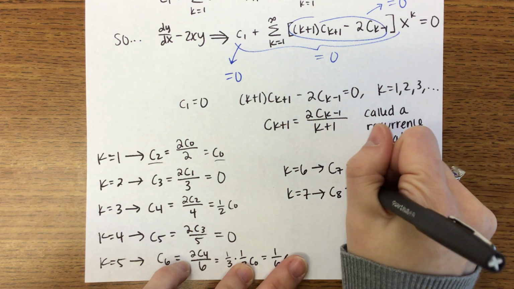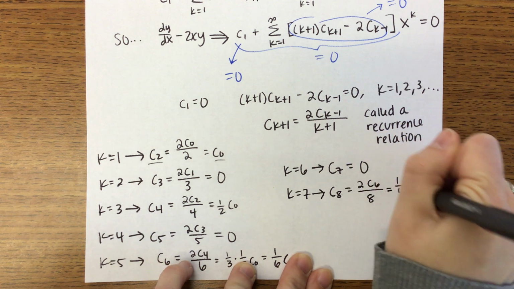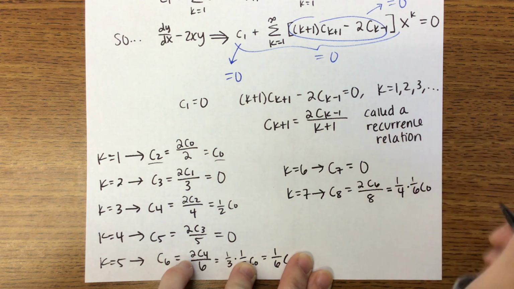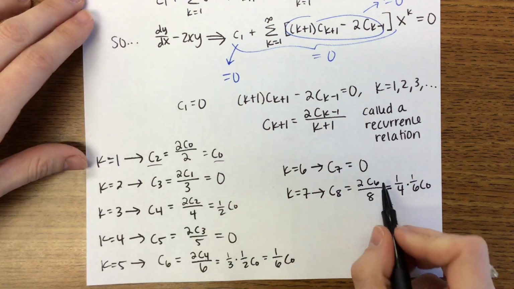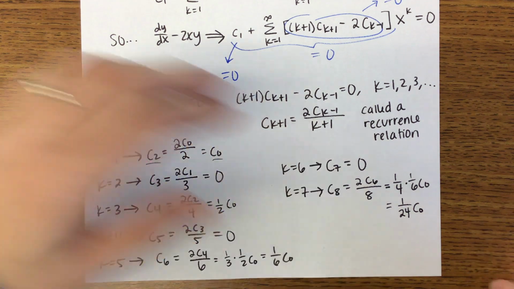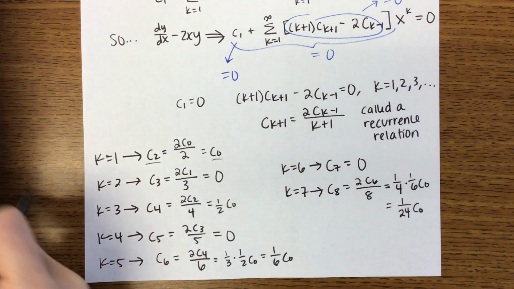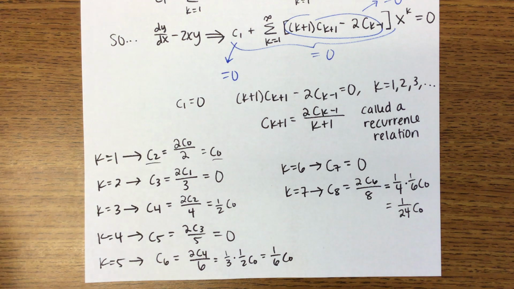We get c8 is equal to 2 c6 over 8, which is 1/4 times 1/6 c sub 0, right, because that's c6 we found down here. So we get 1/24 c sub 0. Okay, and we could keep going. We're hoping to find a pattern of some type. Okay, so let's see where this takes us now.